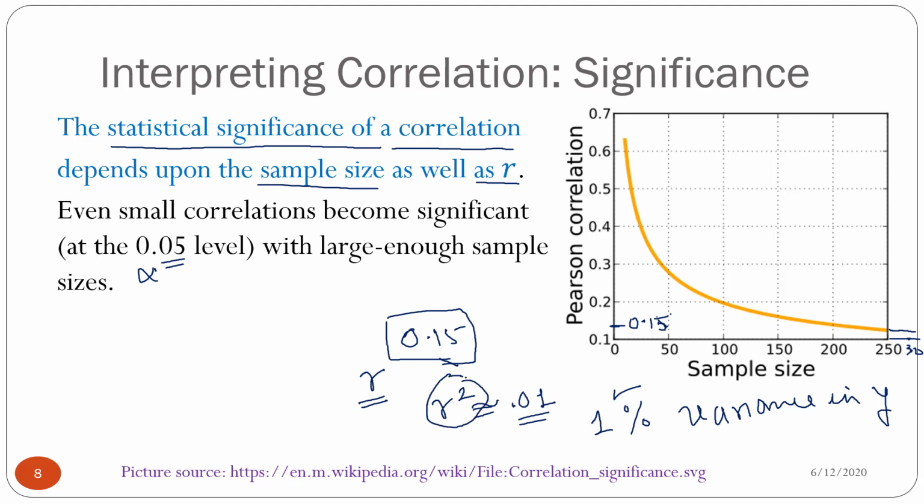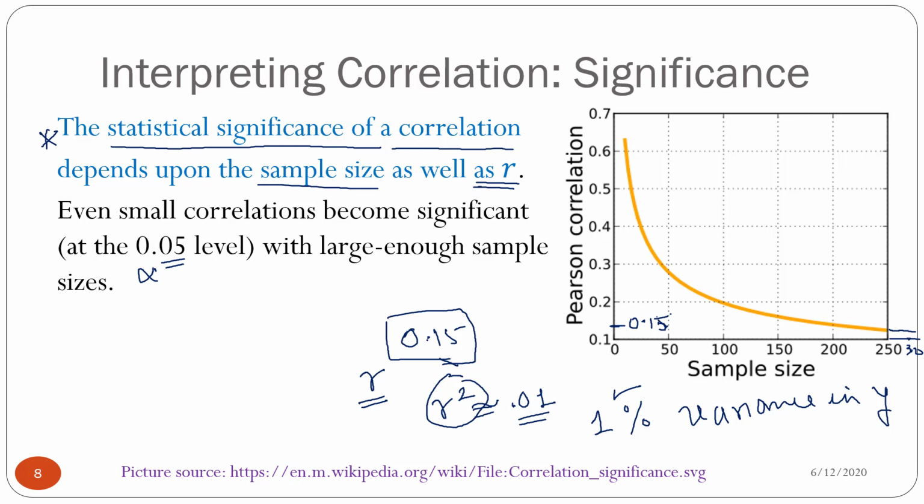And when R square is very small, then it will not be able to give a good estimate of the variance in the dependent variable, or Y. Okay, so this is a very important fact, which says that the statistical significance of a correlation coefficient depends on sample size. If the sample size is small, then that's not good news. You should have a decent sample size, but at the same time the value of R should also be high.